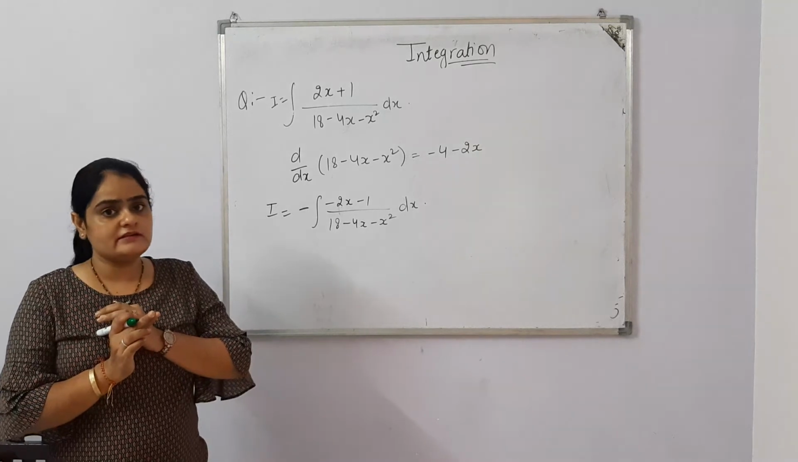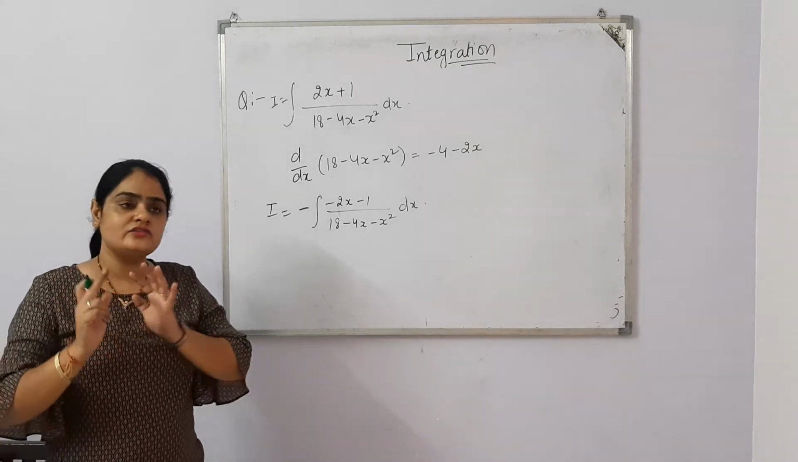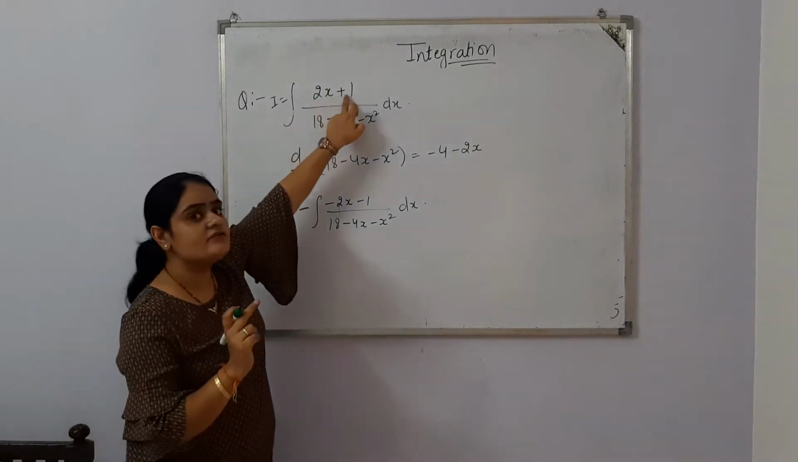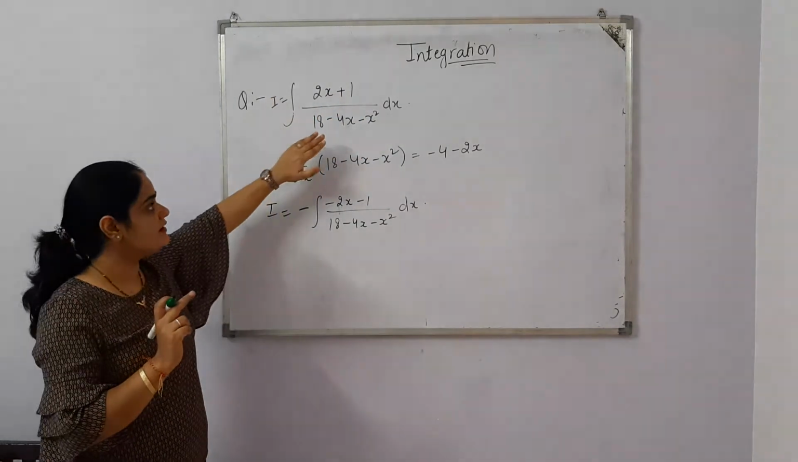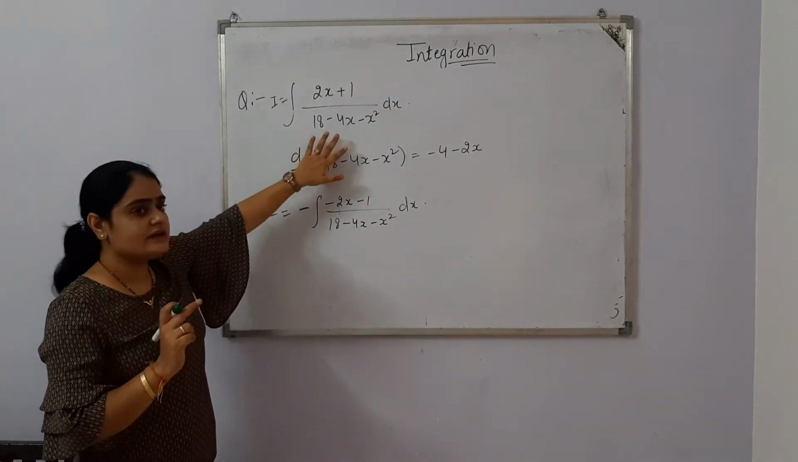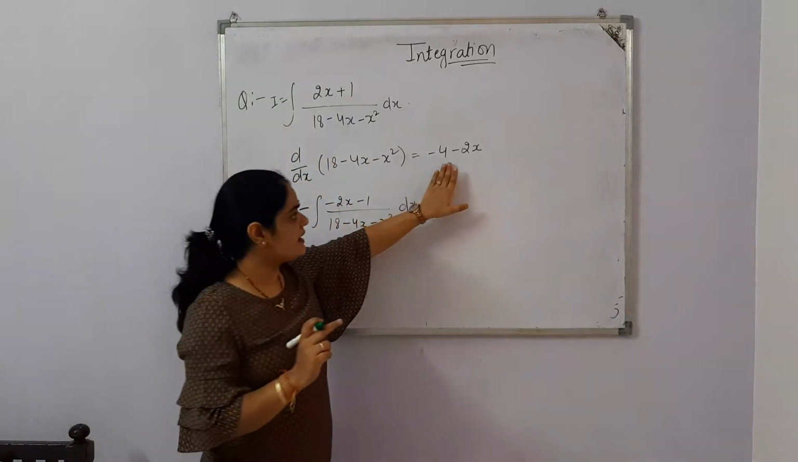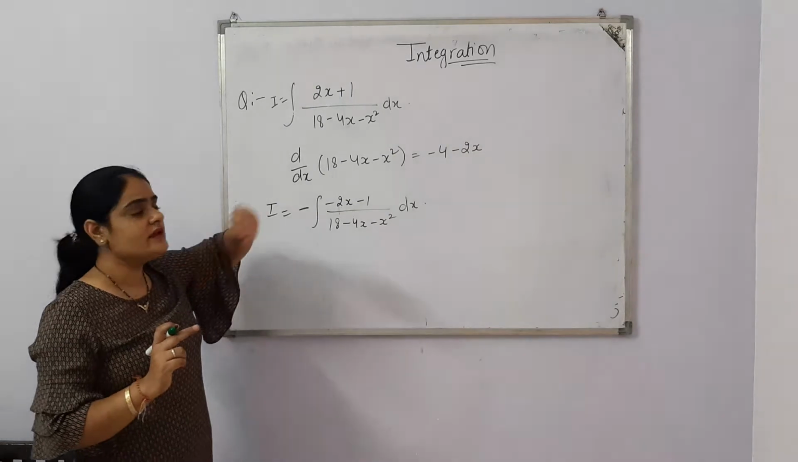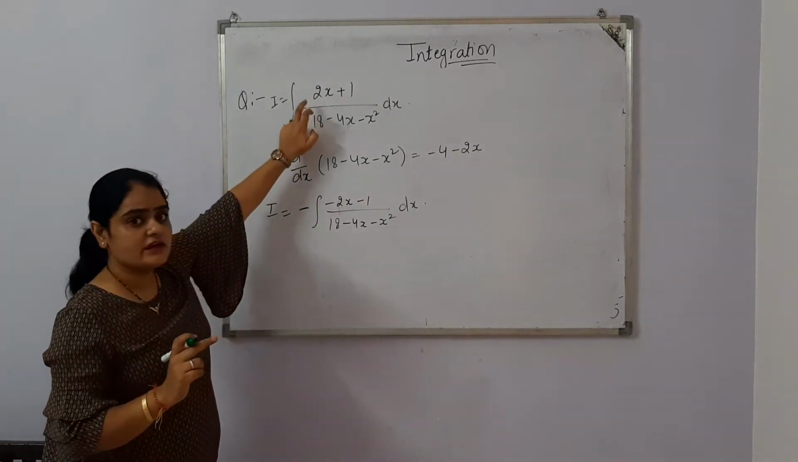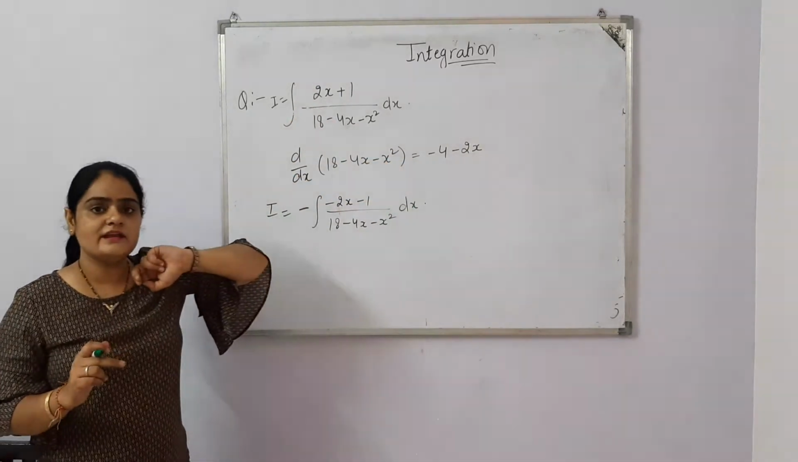But before doing that criteria, the numerator should be constant. But here the numerator is a variable. So first of all, we find the differentiation of the denominator. It is minus 4 minus 2x. Now what we are doing, we are changing the numerator into this term, minus 4 minus 2x.